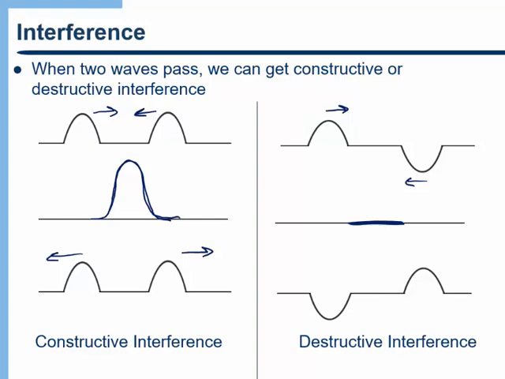Notice, though, again, it's just a temporary thing because after they pass, they look as if nothing happened. So our crest keeps going to the right, our trough keeps going to the left, and we only got that destructive interference for that moment they passed. Again, simply because we find that waves just add as they pass each other.